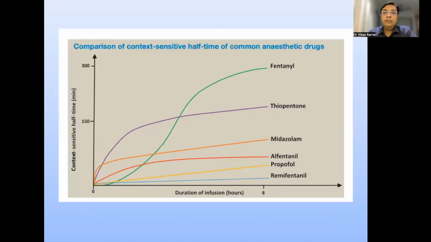Now coming to this very famous slide, where we have anesthesia drugs used over 8 hours and look at the context sensitive half time. In this, if we see fentanyl, after 3.5 to 4 hours the context sensitive half time reaches a peak of 300 minutes, and this indicates that there will be significant accumulation. The same effect is seen with thiopentone and midazolam over 8 hours. But if you look at the two drugs at the base, remifentanil in blue and propofol in yellow, the context sensitive half time is very minimal. And that is the reason it becomes ideal to use these two drugs when we are using total intravenous anesthesia.